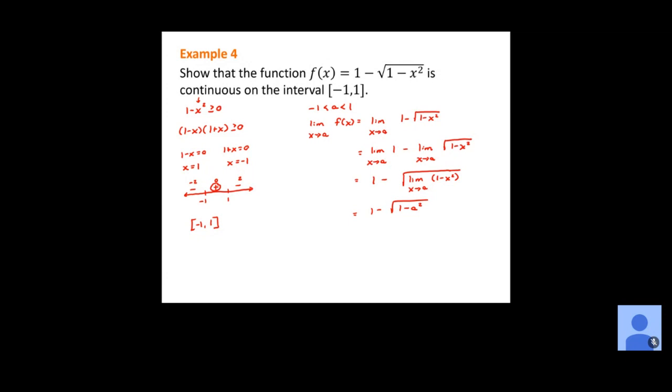So that's what our limit as x approaches a would be equal to, meaning that our limit exists for all values between -1 and 1 now. Now, what does this down here look like? So this, what we got, 1 minus square root of 1 minus a squared, what does that look like now?